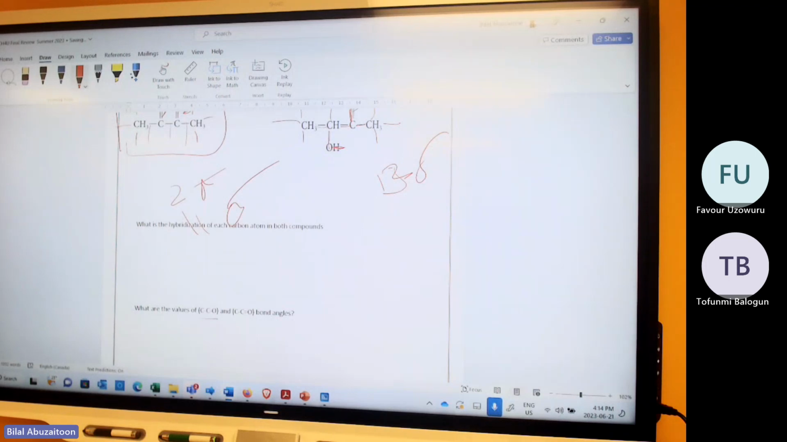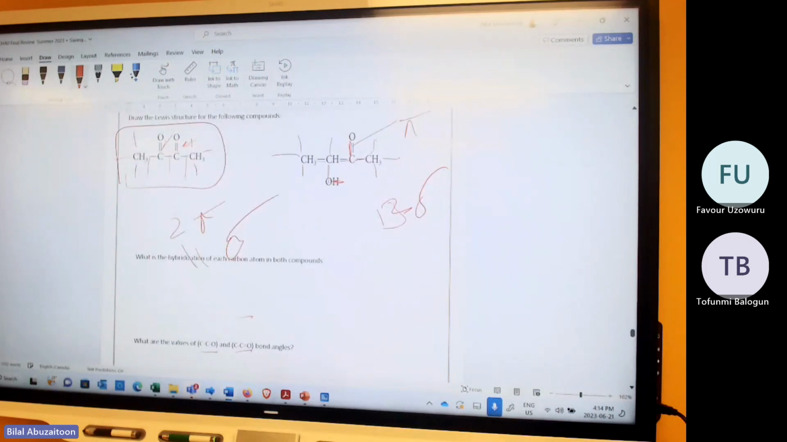What are the values of this and this bond? C, CO, C, CO. This bond angle is what? You need to know the hybridization of this carbon, right? CCO, sorry. This angle is what? It's not 90. Be careful. This is a 2D structure. Since it's a double bond, the hybridization is sp2. The bond angle is 120.